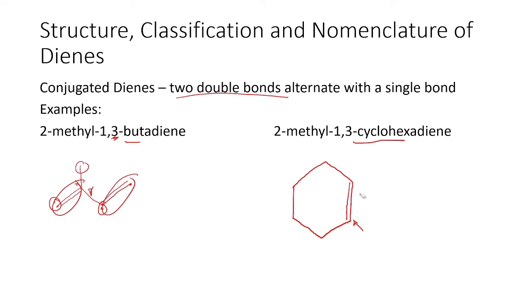So let's have this one as our carbon 1. Meaning this is carbon 2 and this is carbon 3. So we will be positioning this double bond here, and our methyl on carbon 2. As you can see here again, we have the double bond, single bond, and our double bond. So again, this is a conjugated diene.